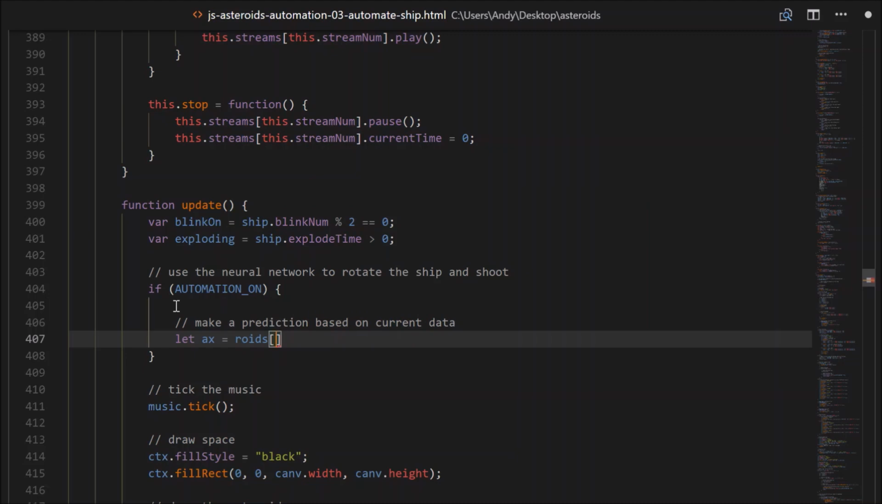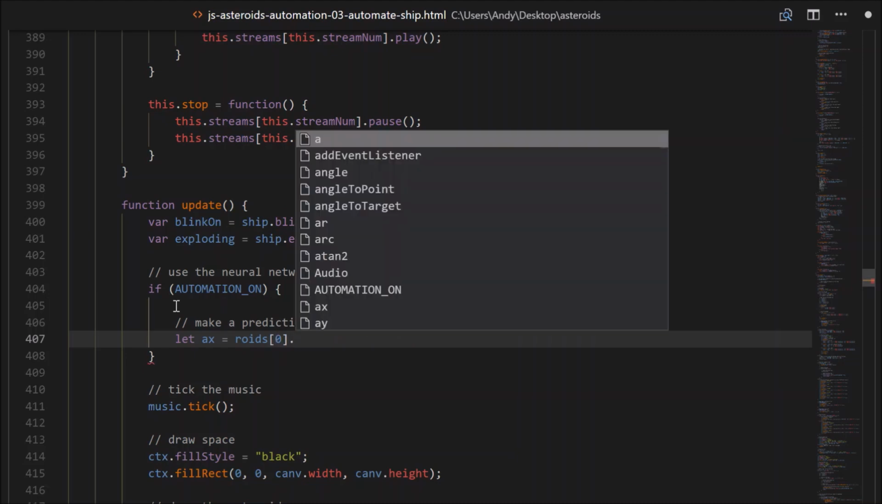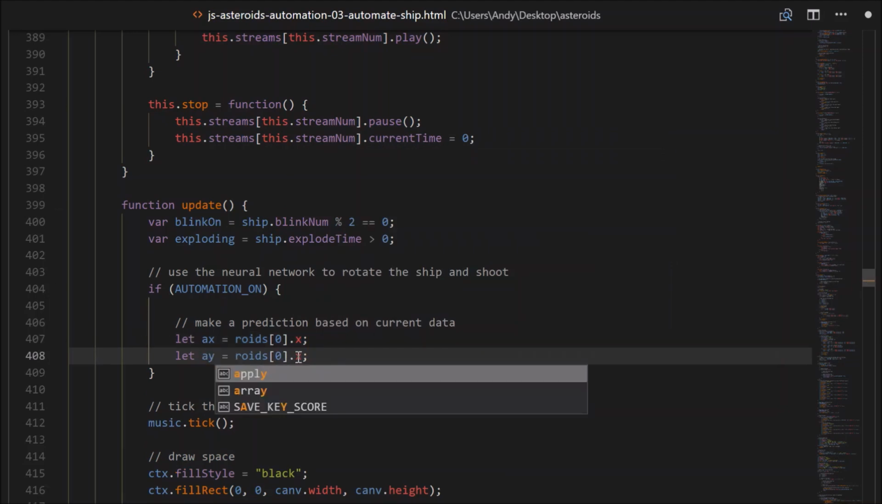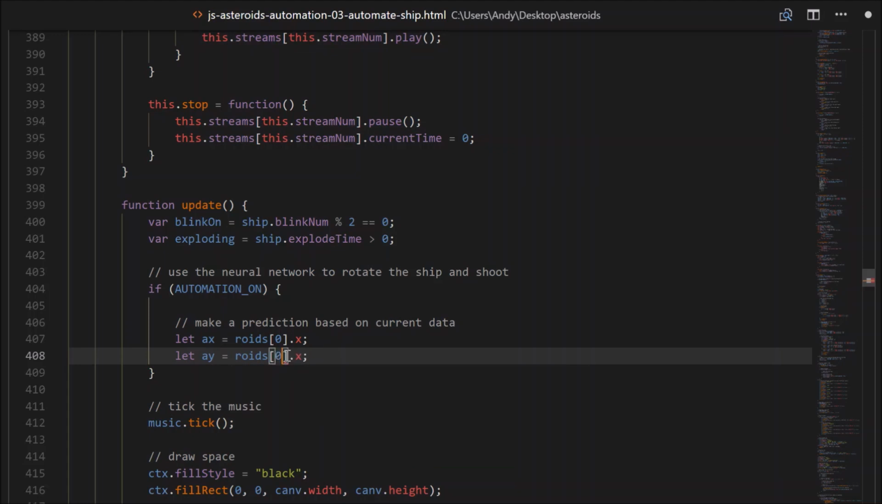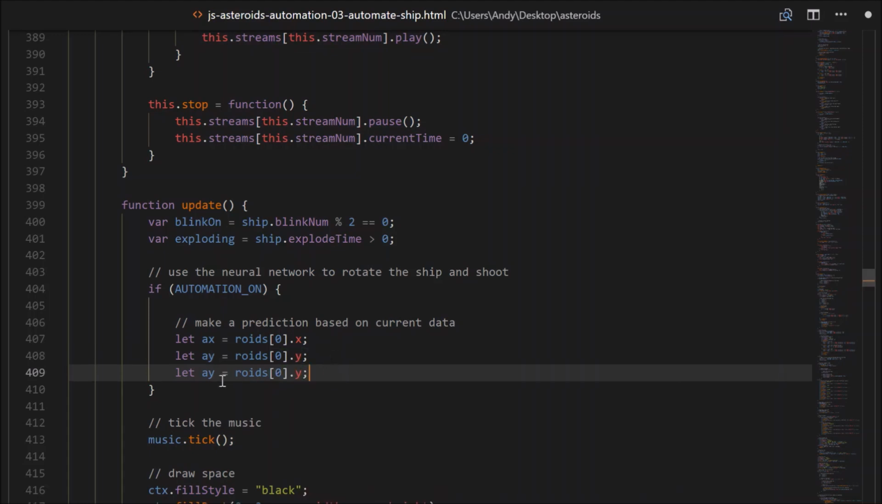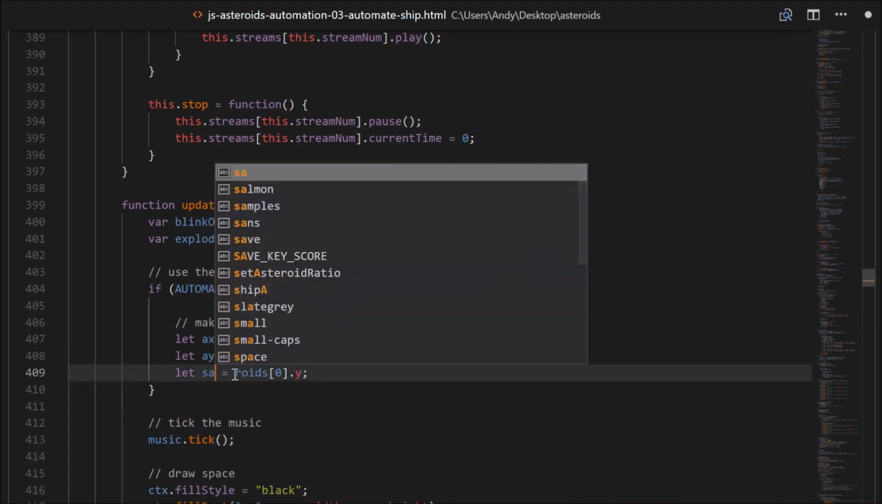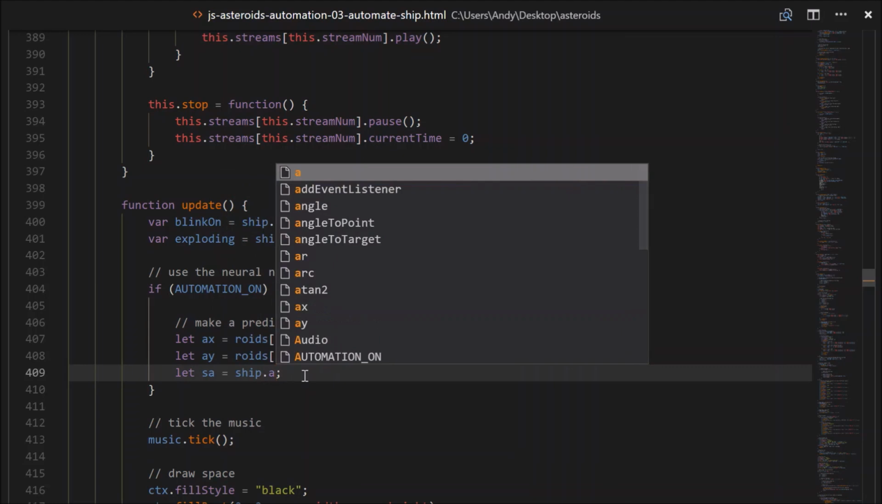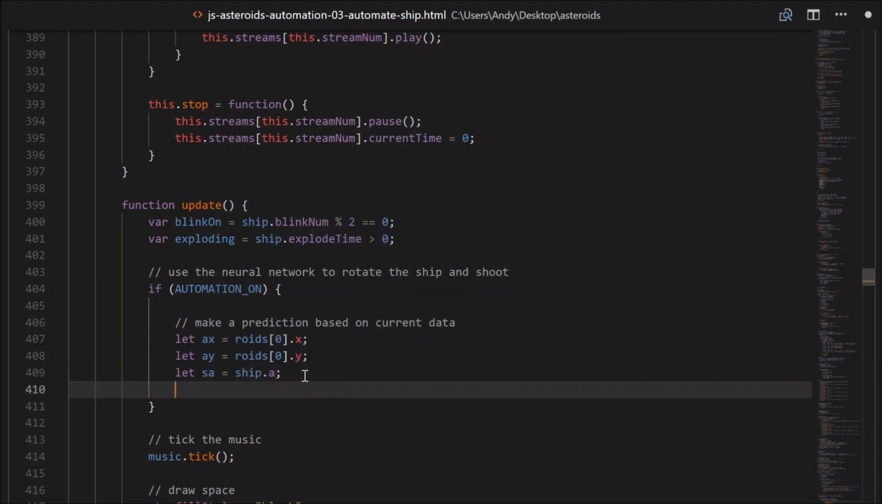Because there's only one asteroid to begin with, we'll just use roids[0] for the time being. Roid0.x. Similarly, ay will equal roids[0].y. And we also need to know the ship's angle, don't we? So that's just ship.a. Now to make a prediction, how would we go?